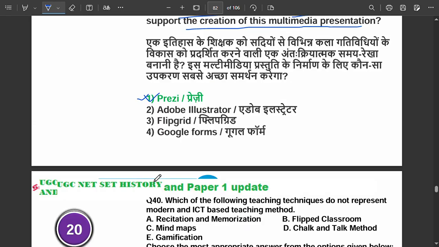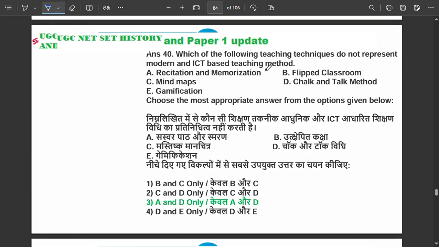Next, question number 40. Which of the following teaching techniques does not represent a modern and ICT based teaching method? Which technique is not a modern teaching method? A and D was the correct answer. Recitation and memorization and chalk and talk method, this is not the modern method. And flipped classroom, mind maps and gamification, these are the modern methods. So option number 3, A and D was the correct answer. Next, question number 41.